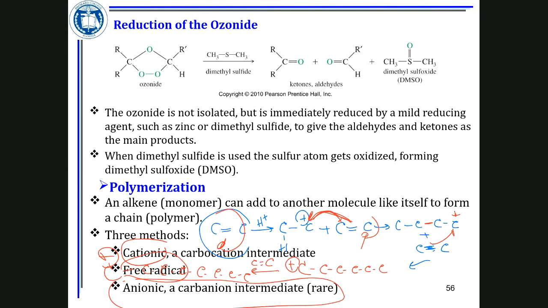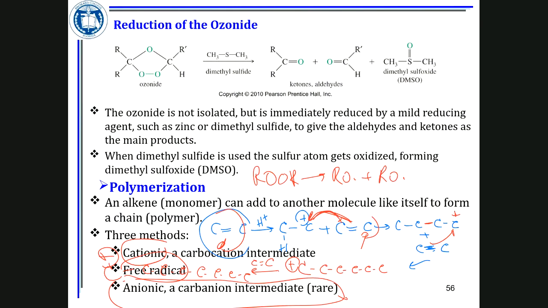So for a free radical, what do you need to bring in to make a free radical? You have to start with the free radical first. The best thing would be to bring a peroxide. A peroxide is going to generate a free radical.